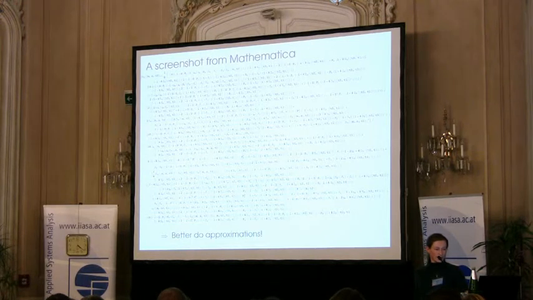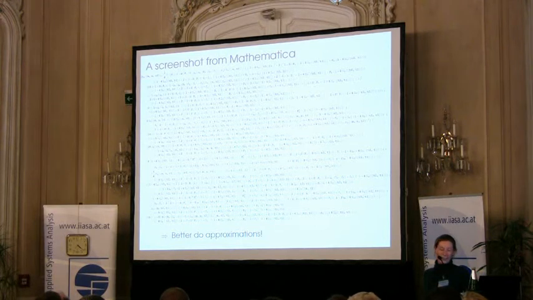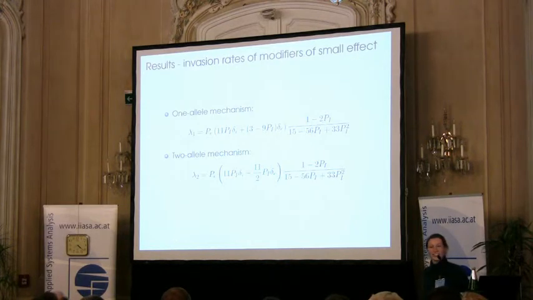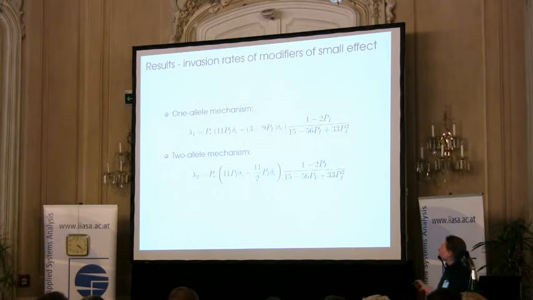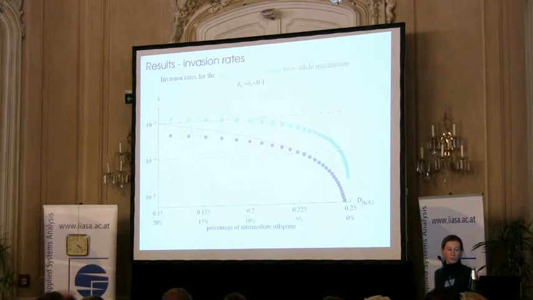Then we get some really nasty equations, and we really need approximations to derive any results from this, but fortunately it really works, and we get analytical expressions for both the one allele mechanism and the two allele mechanism. And maybe I will first show a graph of this.